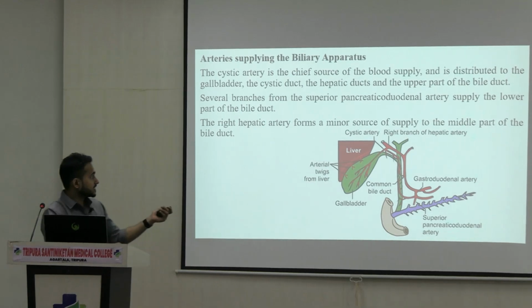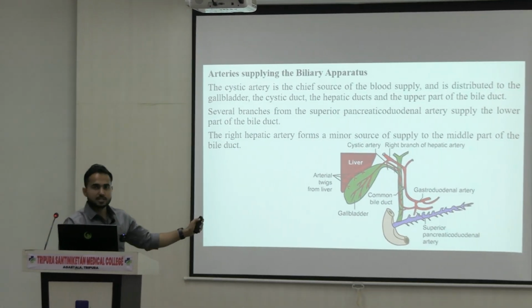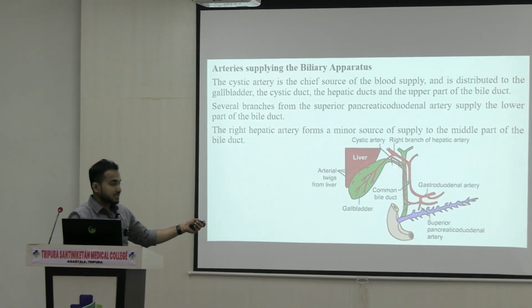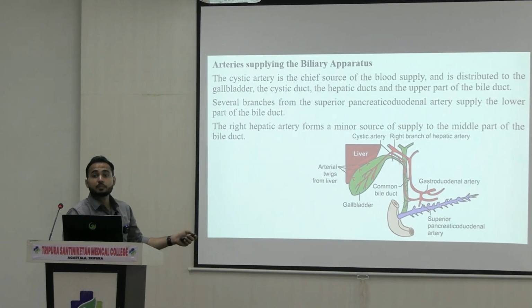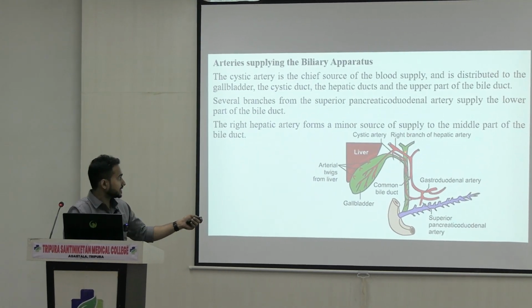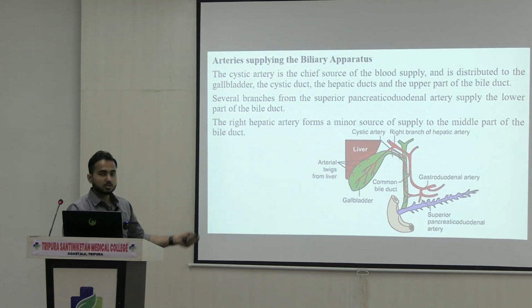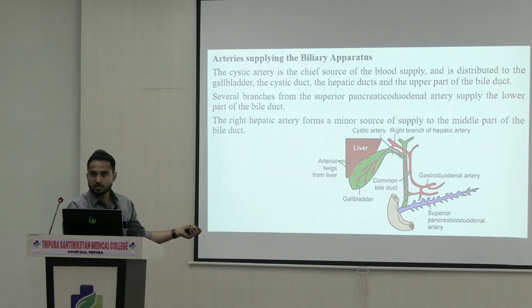So as you can see, do you remember this diagram? Forget about the blood supply. What is this? Gallbladder. What is this? Cystic duct. These are hepatic ducts, right and left hepatic duct. Then this is the common hepatic duct, and then this is the common bile duct. As you can see, they are draining into the second part of the duodenum.